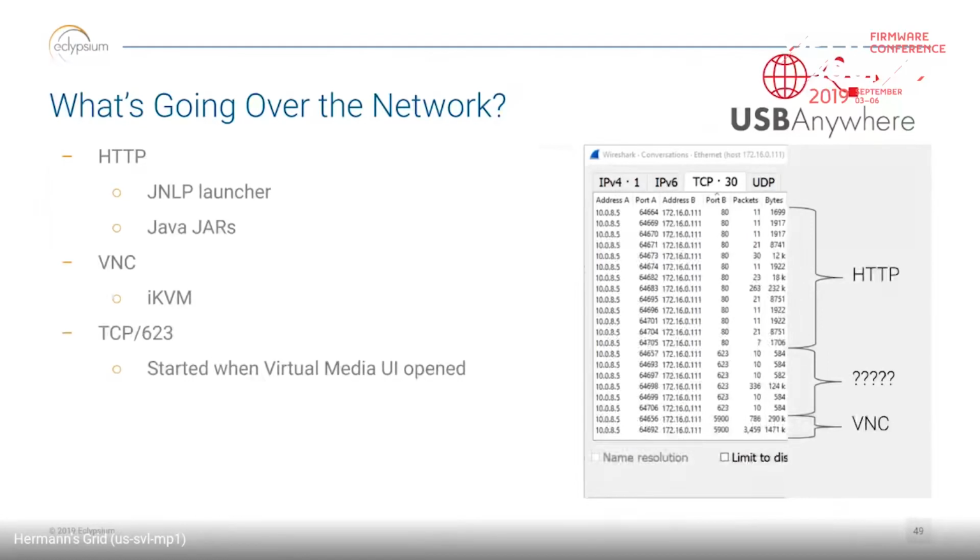So if I go look over the network and grab a Wireshark trace, I see, first of all, some HTTP traffic. I knew that because I had to go get the JNLP and the Java jars. I see VNC, which makes sense for the IKVM. That's pretty common. But I also see port 623 TCP, and this port only shows up once I actually open the virtual media UI window. Okay, that's a good indicator that something interesting is happening there. But nobody knows anything about what this protocol is.